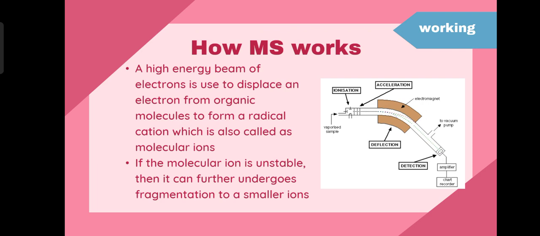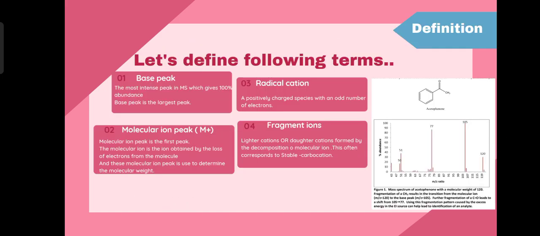When the electron is passed through the vaporized form of the molecules, that electron is going to displace the electron from the organic molecule, which results in the formation of molecular ion. And this molecular ion peak is the first peak. So here you can see at 120 it represents the molecular peak, and this molecular peak will help in determining the molecular weight. So here the compound called acetophenone is having a molecular weight of 120.